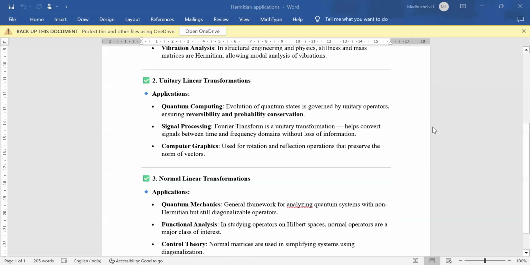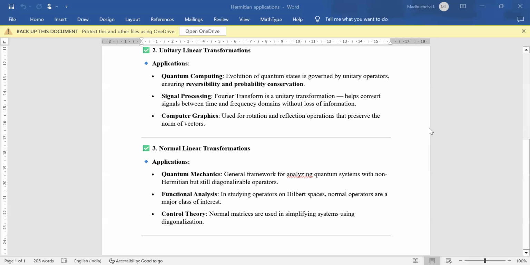Finally, normal linear transformation applications. It is used in quantum mechanics, functional analysis, and control theory. In studying operators on Hilbert spaces, normal operators are a major class of interest. Normal matrices are used in simplifying systems using diagonalization. Then there is a general framework for analyzing quantum systems with non-Hermitian but still diagonalizable operators.